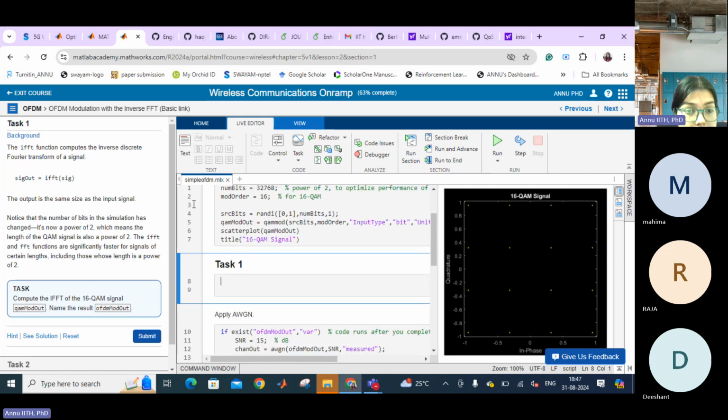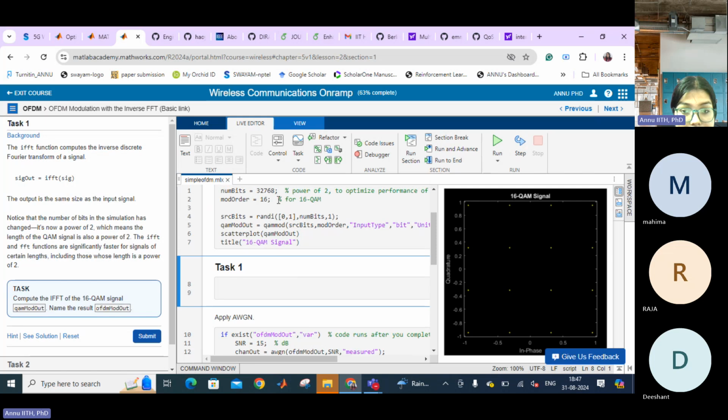Okay. Now, the IFFT function computes the inverse discrete Fourier transform of the signal. The output of the signal is the same as the input of the signal. Notice that the number of bits in the simulation has changed. It's now a power of 2.